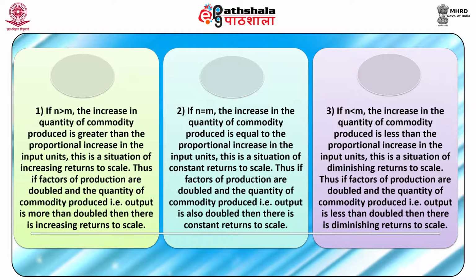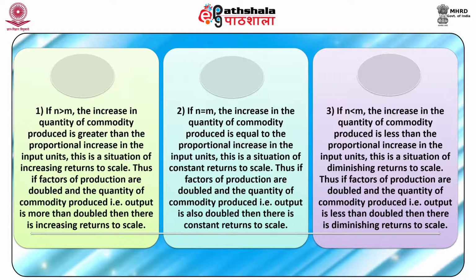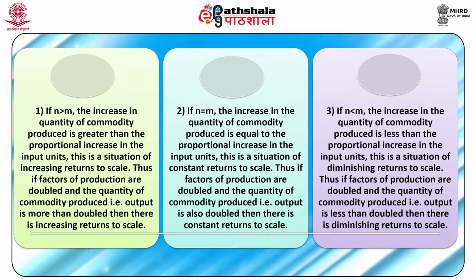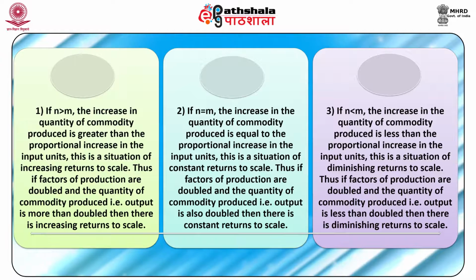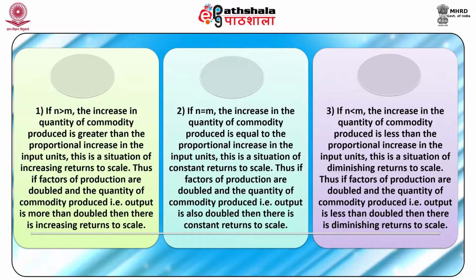Third, if N is less than M, the increase in the quantity of commodity produced is less than the proportional increase in the input units. This is a situation of diminishing returns to scale. Thus, if factors of production are doubled and the output is less than doubled, then there is diminishing returns to scale. Here, the three possibilities of the response of output to a proportionate change in all the inputs are expressed by the concept of isoquants.